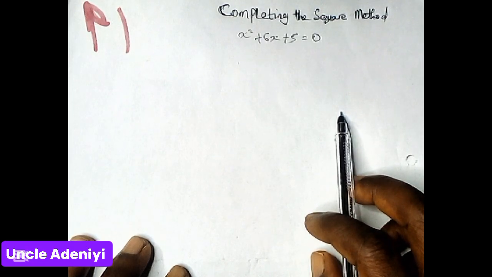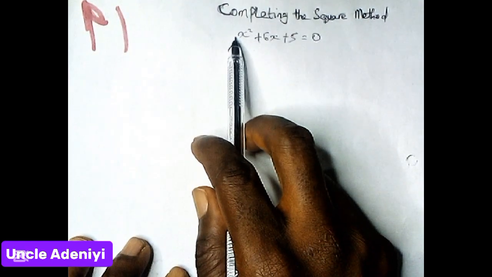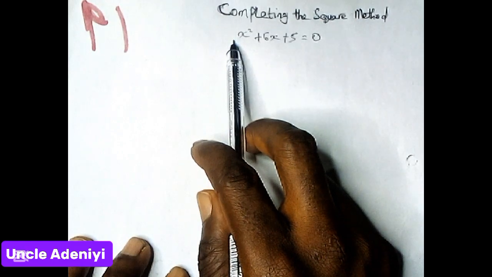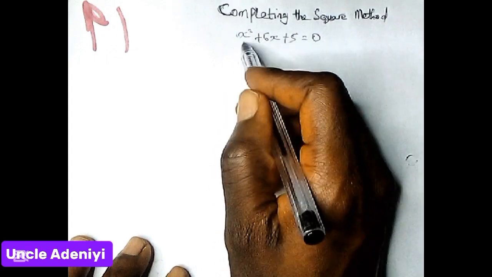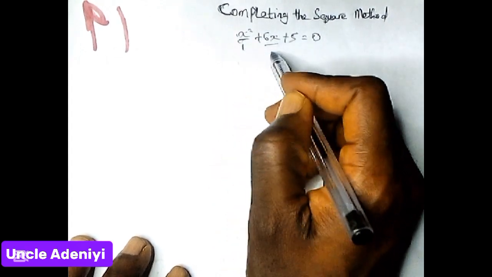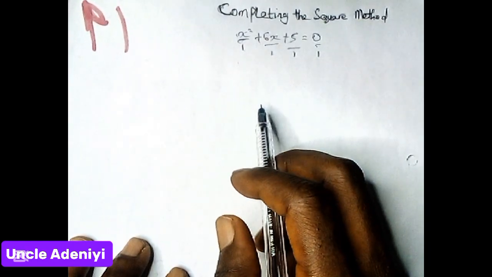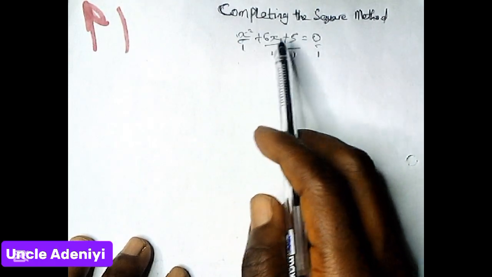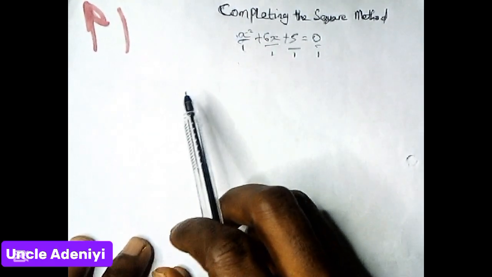Now it's very simple. The first thing you could do is look at this place. What is here is 1, but it is invisible. Now you will divide through by 1. Unlike the factorization method, where you multiply the 1 with the constant, which is 5, this one is the completing the square method. You divide through by what you see here, which is 1. Divide everything by 1.